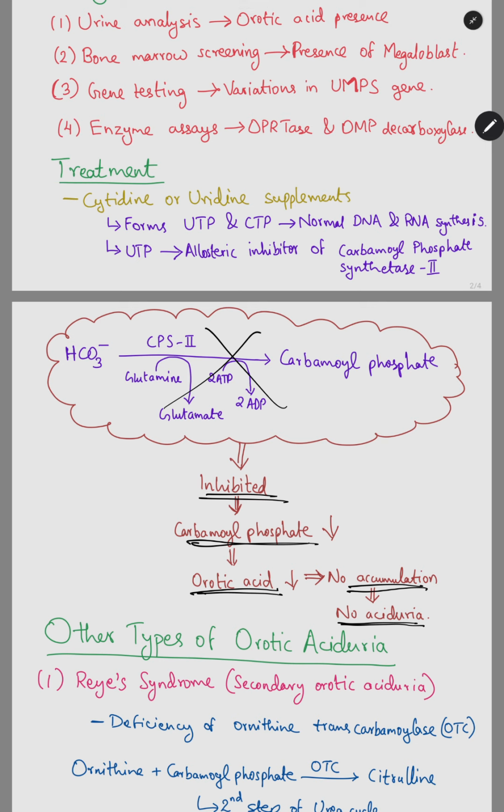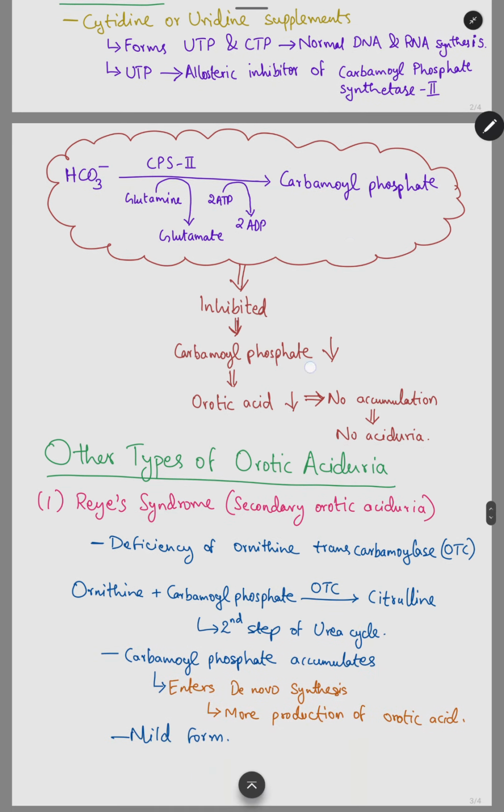So even though the de novo synthesis is inhibited by UTP, the DNA and RNA synthesis are revived due to the UTP and CTP that is supplemented to the individual. So the cytidine and uridine supplements are a really curative treatment method. So that is about the treatment.